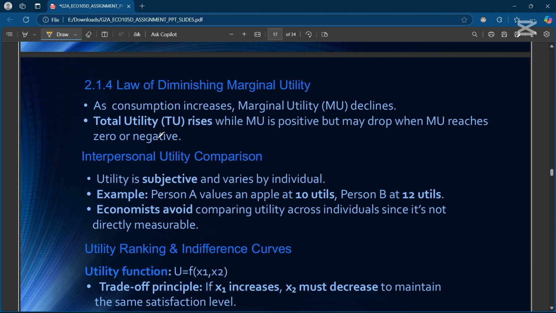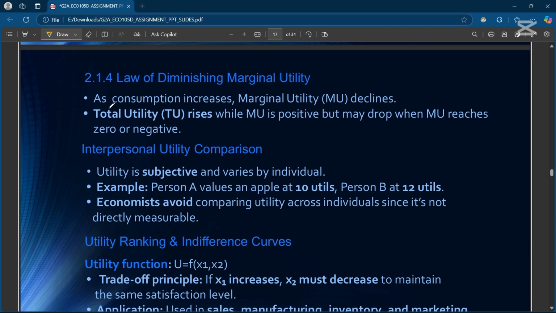Now I would discuss the law of diminishing marginal utility. This law states that as a consumer consumes more units of a good, the additional satisfaction declines. For example, the first glass of water after a workout is highly satisfying, but after drinking multiple glasses, satisfaction reduces. This concept actually explains why demand curves slope downward. The total utility rises while MU is positive, but may drop when MU reaches 0 or negative.